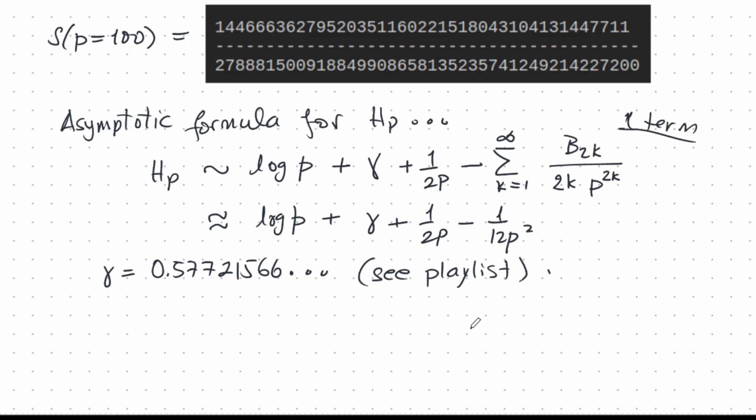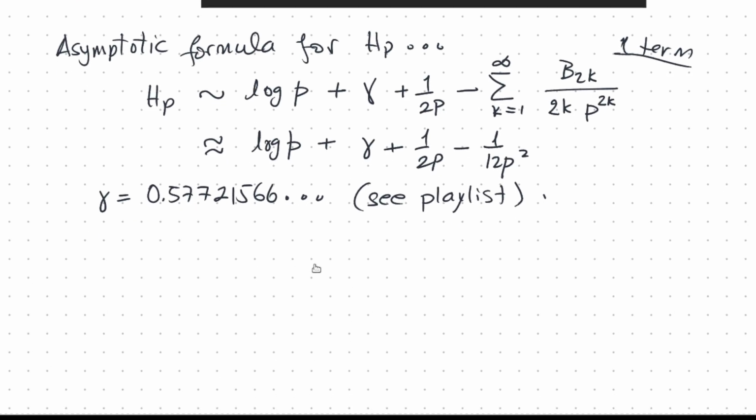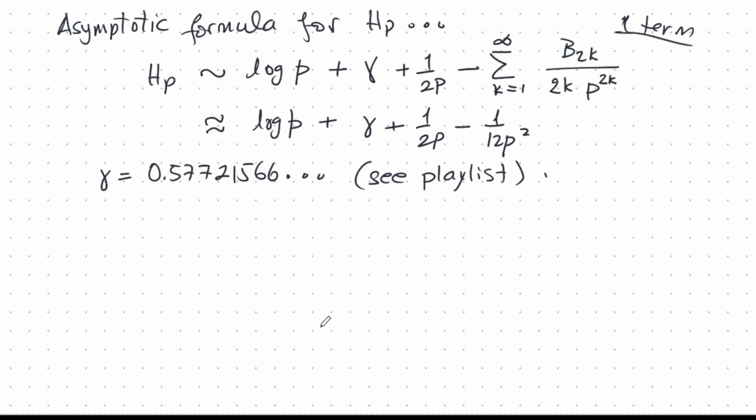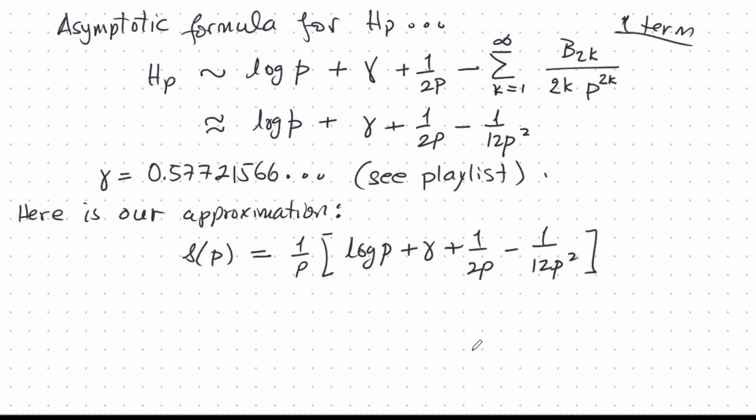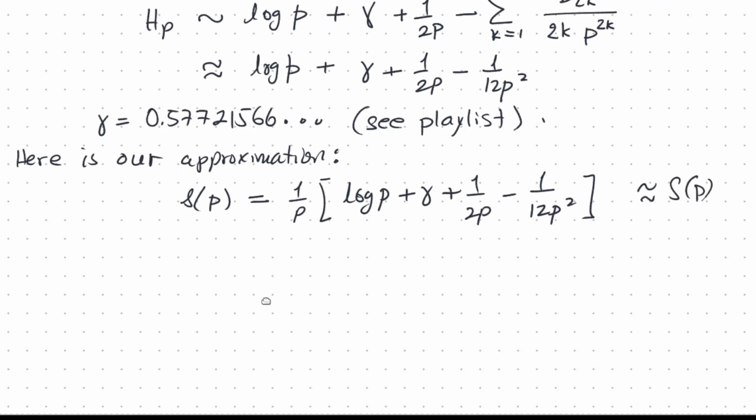See the playlist. All this stuff is related: harmonic numbers, the Euler-Mascheroni constant, log, all that stuff. Some beautiful analysis. So check out that playlist. Right, so here's our approximation function. Little s, that's a small s, is this function. And I'm claiming that this is going to be quite close to big S. So this approximates big S of P, especially when P is large, as we will see.